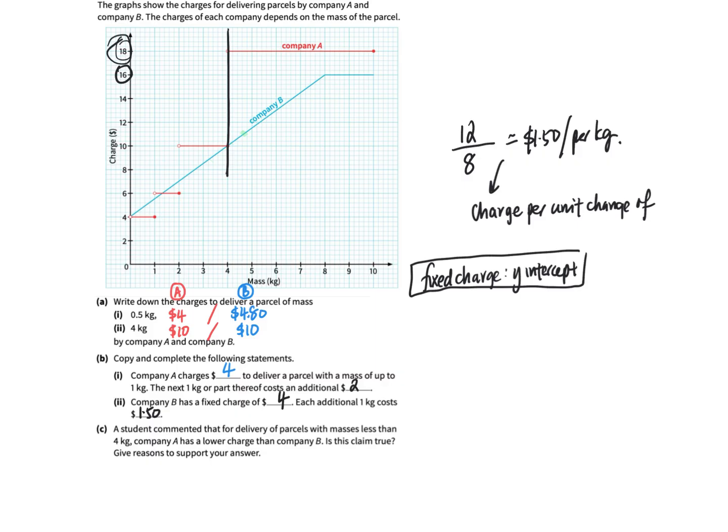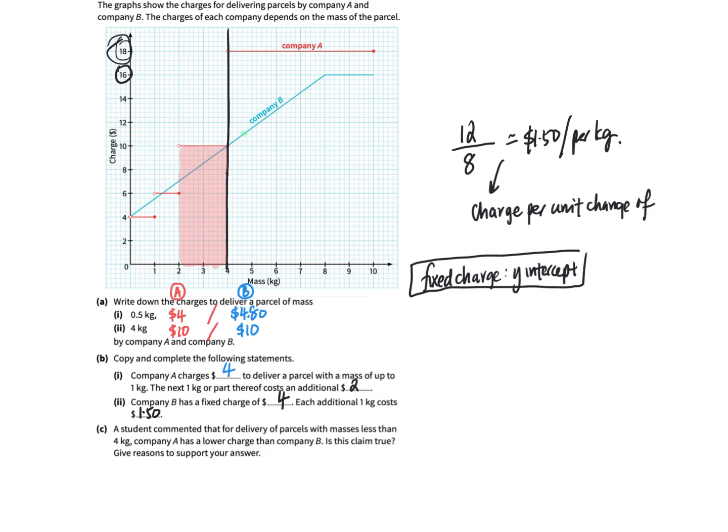At 4 kg, so which one is cheaper? What do you think? If it is in this zone, between 2 to 4 kg, actually it's wiser for you to choose company what? B, because it has a lower charge.